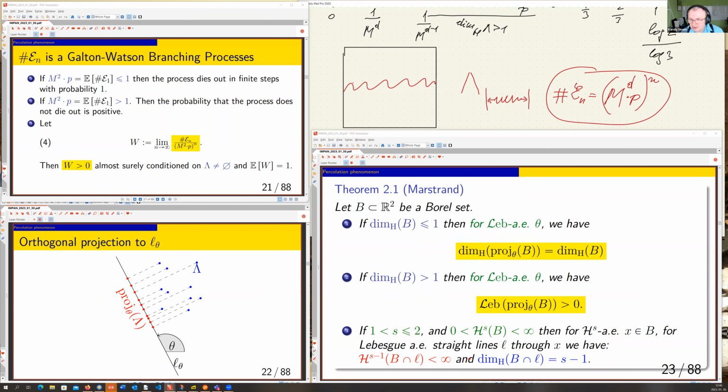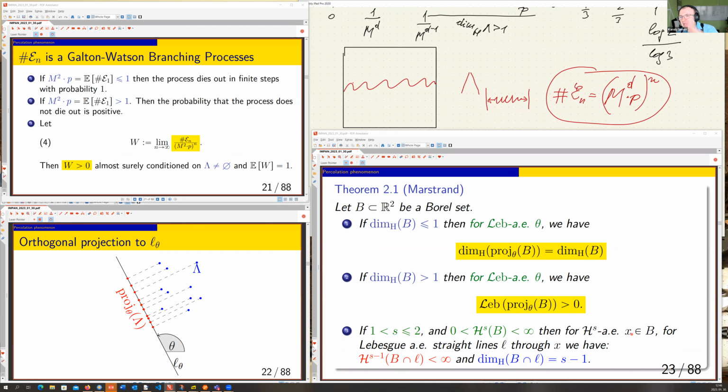And about the intersection, but Marstrand proves that under this condition, what I show here, for almost all elements of the set B, if you draw a straight line across this X, then this is going to, so for almost all straight lines, it means Lebesgue almost all straight lines.